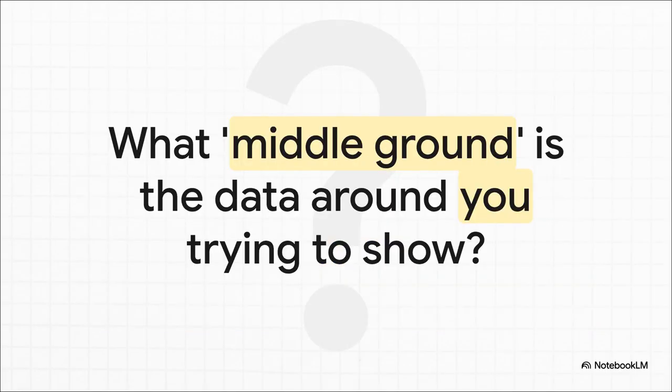So the next time you see a statistic, the next time someone throws an average at you, I want you to remember the box plot. Remember to ask yourself, wait a minute, what's happening in that middle 50%? What's the real story here once you look past the extremes? And I'll leave you with this final thought. What middle ground is the data in your own life trying to show you?